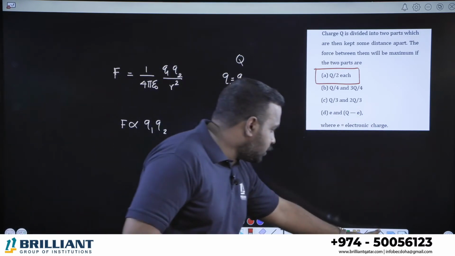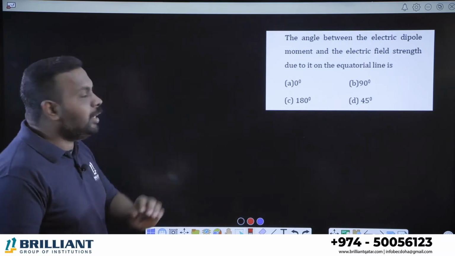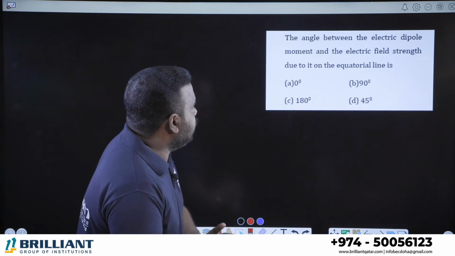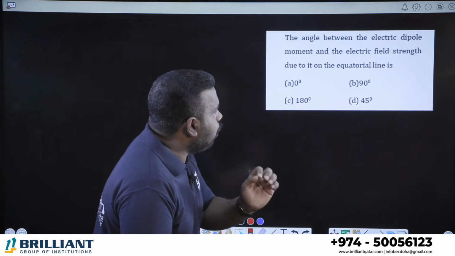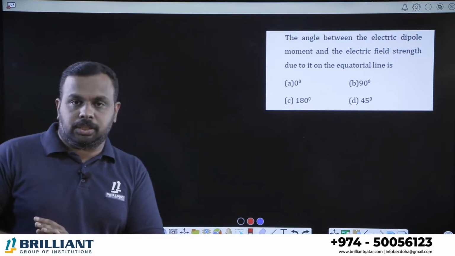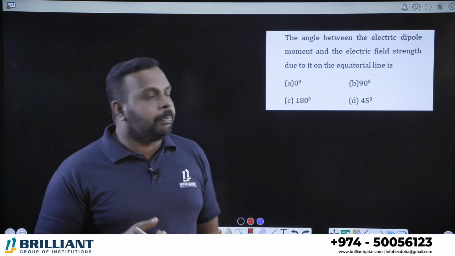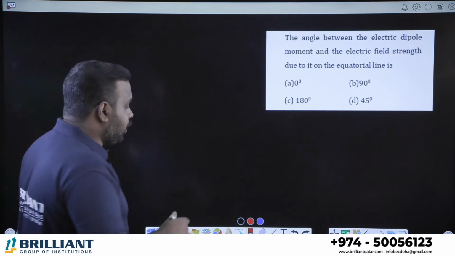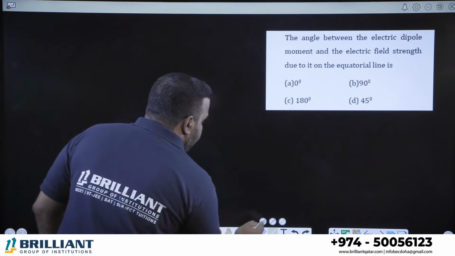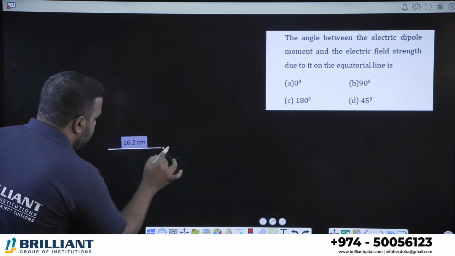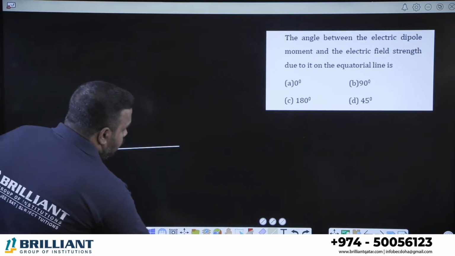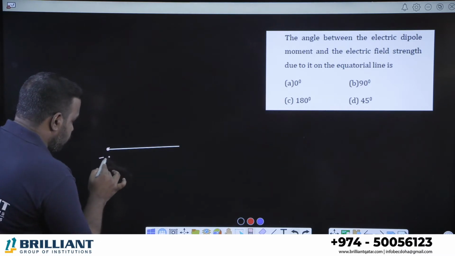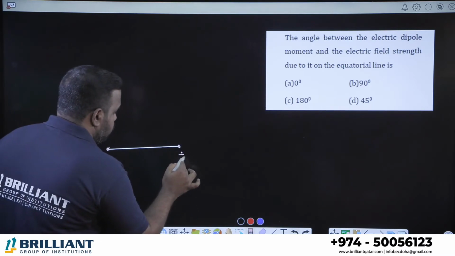So we are going to the next. The angle between the electric dipole moment and the electric field strength due to it on the equatorial line is another important and tricky question. Angle between the electric dipole moment and the electric field strength at a point on the equatorial line. So look at this. Let it be the dipole, consisting of two charges, minus q and plus q.